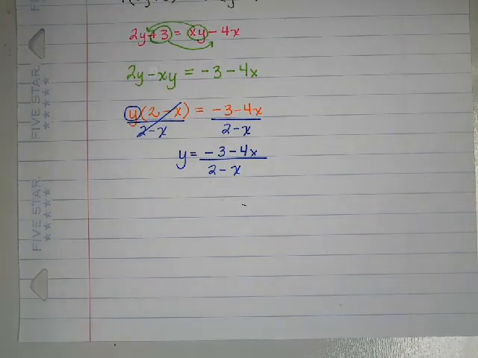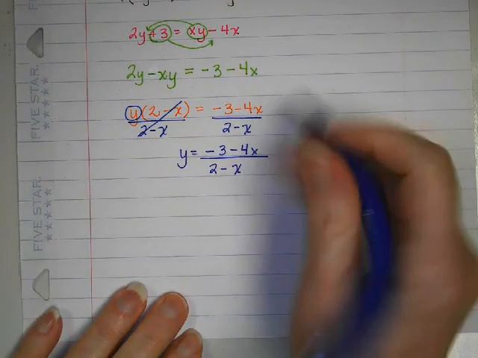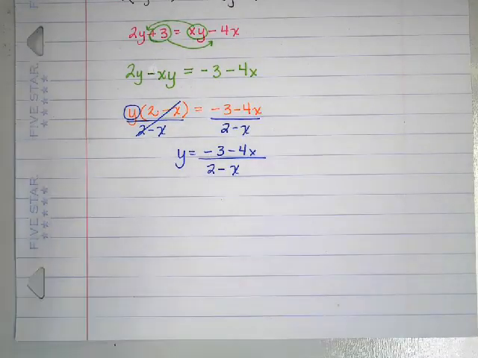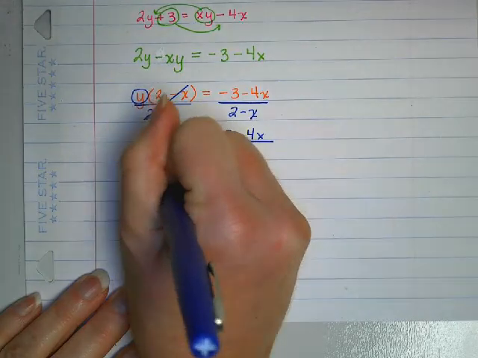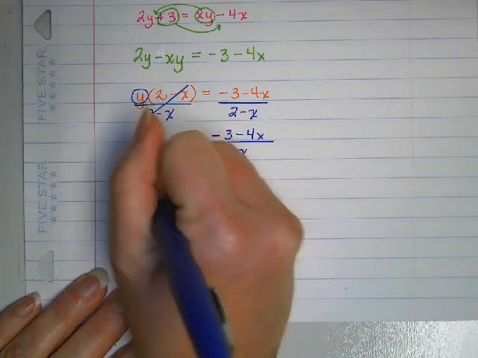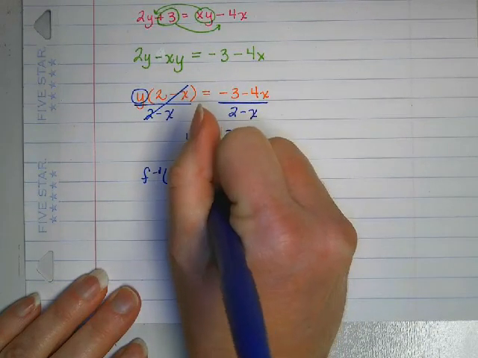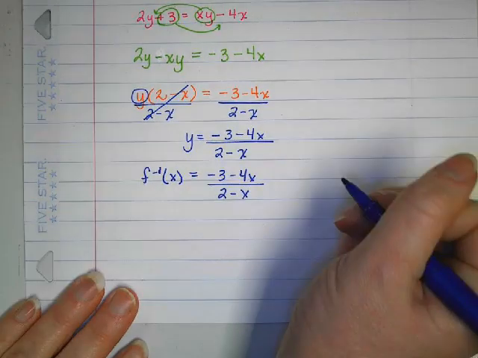Now, if you think about what a rational expression or a rational function looks like, this is still a rational. So it went from being a rational to being another rational. So they are one-to-one functions. So I can put my one-to-one function notation in. So f to the negative 1 of x, that means this is the inverse, is negative 3 minus 4x over 2 minus x. And that's it.